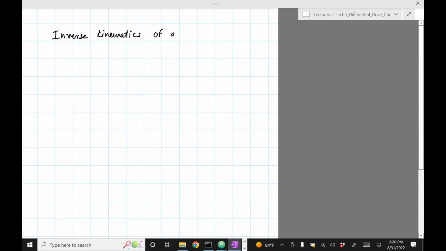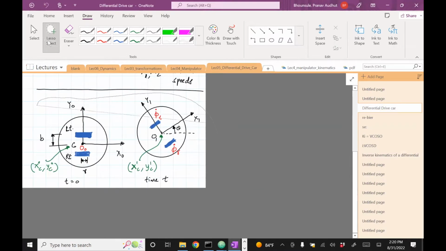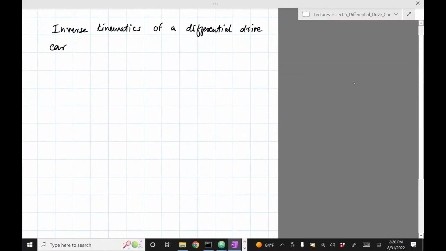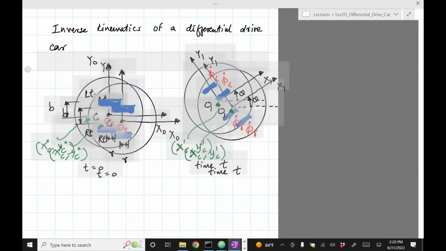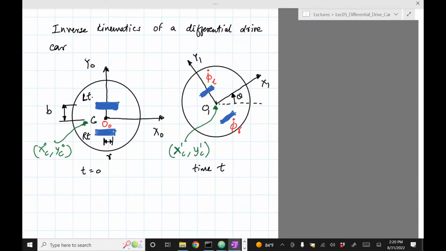Kinematics of a differential drive car. Yes, I'm going to borrow the figure which I drew earlier. Okay.